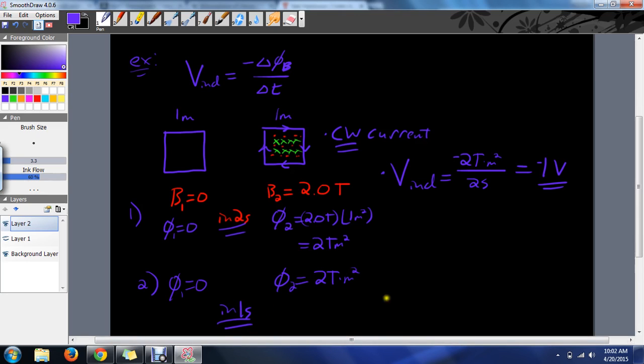So let's say, okay, that's problem 1. Problem 2, let's do the exact same thing in a faster time. Let's do it in 1 second. So if you do it faster, what's going to happen? If you do it faster, you're going to generate more current in the same direction.